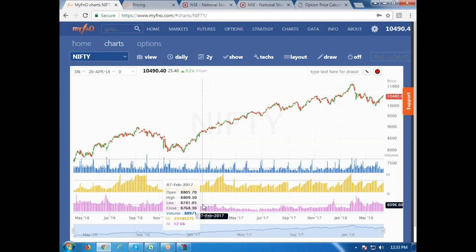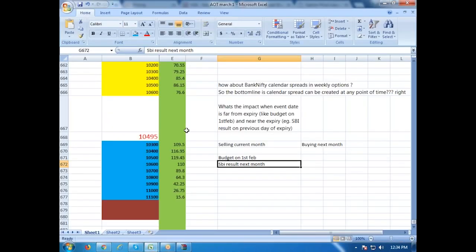IVs rise before any event and they fall after the events. So if you don't know the direction, if you're not favoring any direction, buy the next month contracts and sell the current month contracts. That's the trade. चाहे आप वो स्ट्रेडल से भी कर सकते हो, चाहे आप वो स्ट्रैंगल से भी कर सकते हो. The best is to do it स्ट्रैंगल से. And creating the calendar spreads in call and put both.